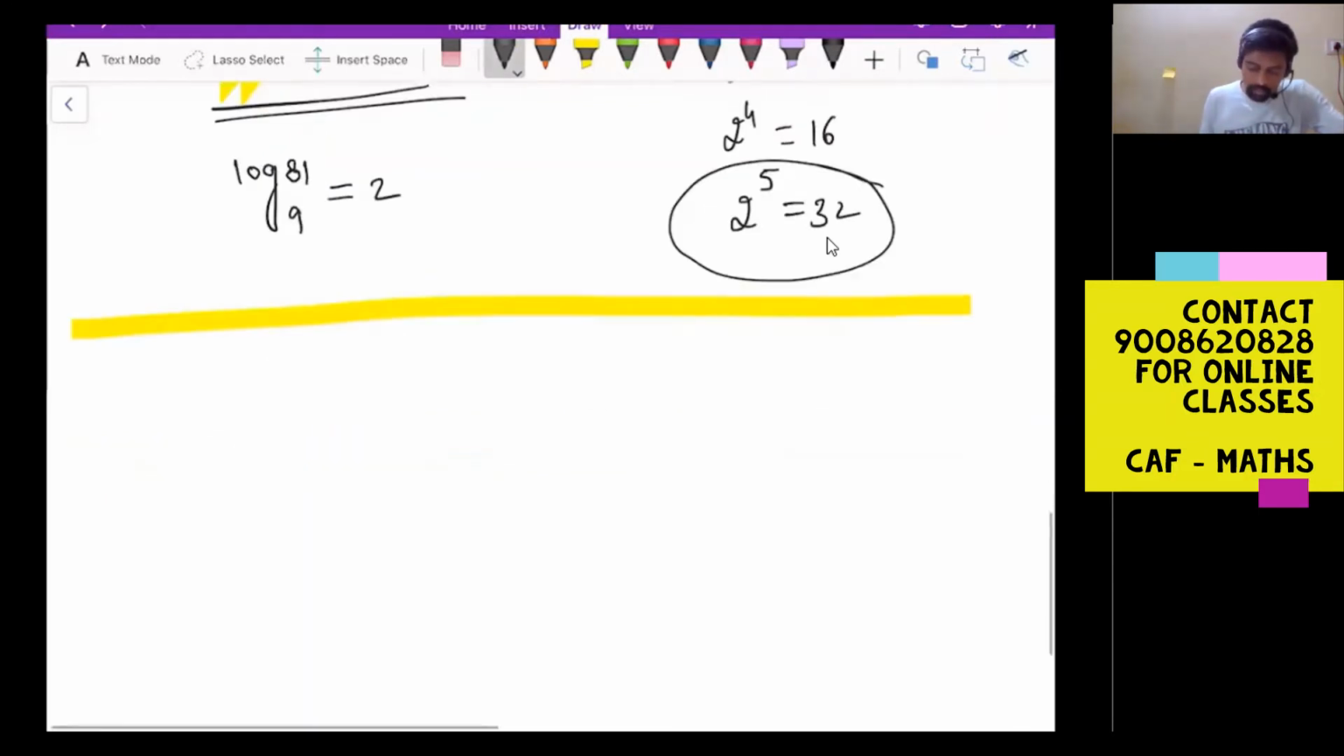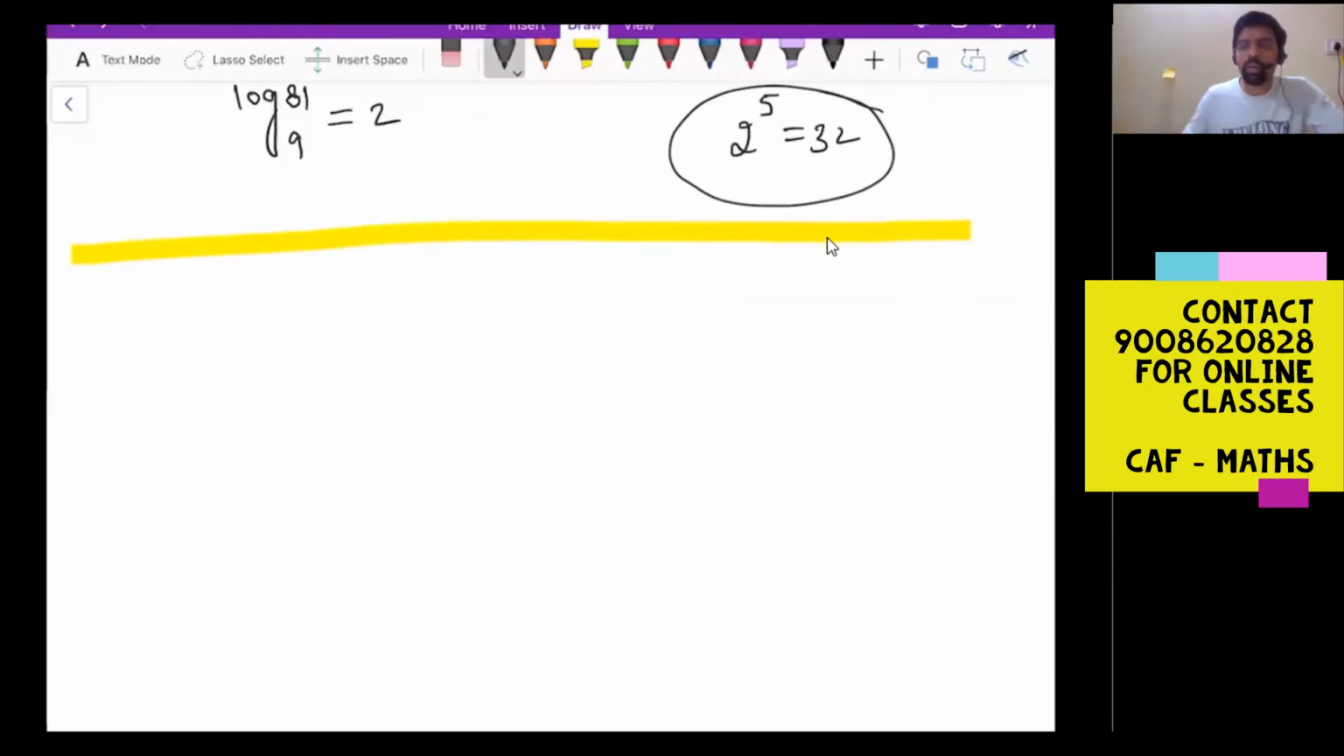Okay, so now we have two kinds of logs here, two kinds of logarithms. Two different persons have proposed logs.